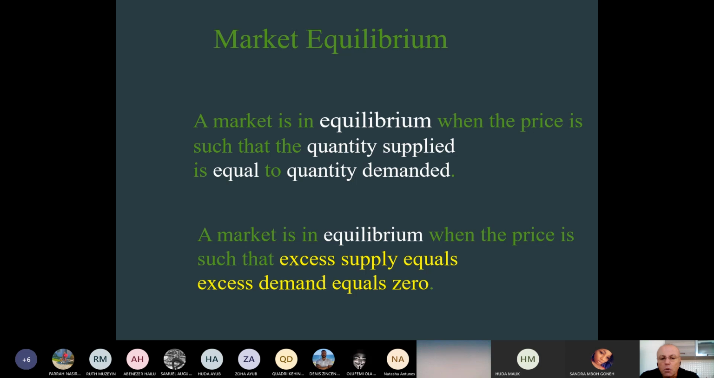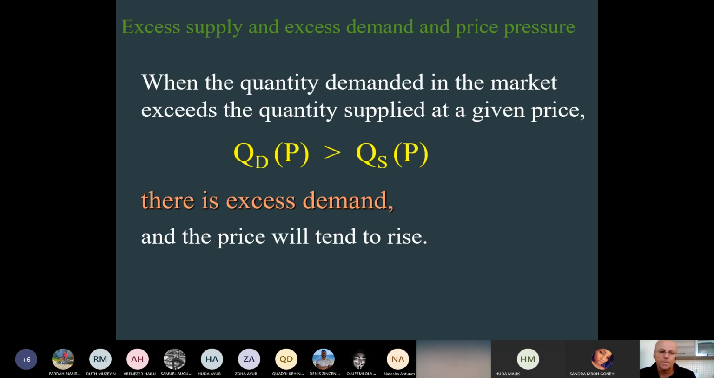A market is in equilibrium when the price is such that excess supply equals excess demand equals zero. As I mentioned before, there is no surplus, no excess supply, no excess demand in the market. Then this is, of course, a perfectly realized equilibrium, and we have the market in equilibrium. No problem now in the market.